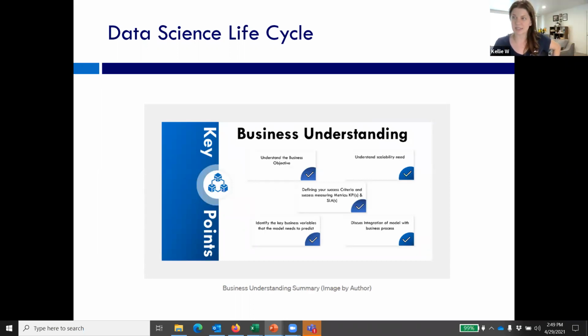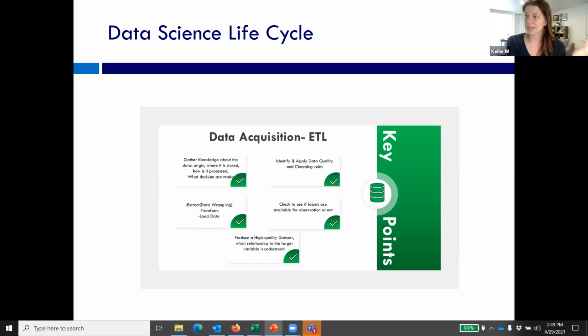We need a business objective. We're defining our criteria for whether or not an analytics solution would be successful. So we don't just blindly apply models. We have to have some way of measuring whether or not our solution is going to be successful. We're going to identify variables that the model is going to predict. And also, how are we going to integrate this model with our current business processes? So if we come up with a solution, how are we going to deploy it? How will it look in the grand scheme of all our other analytics processes, the models, the data that's currently out there? Then we go out and gather our data.